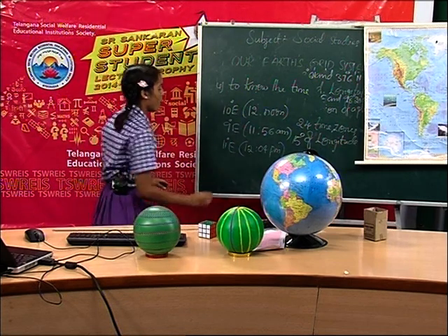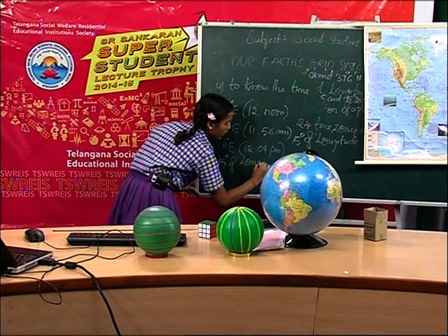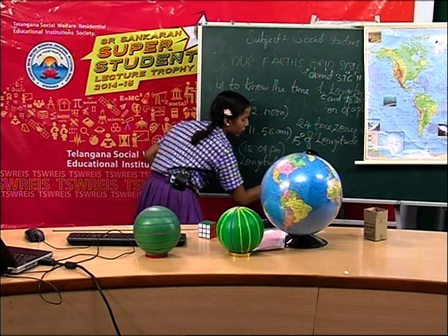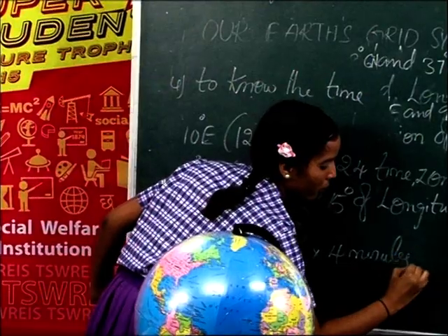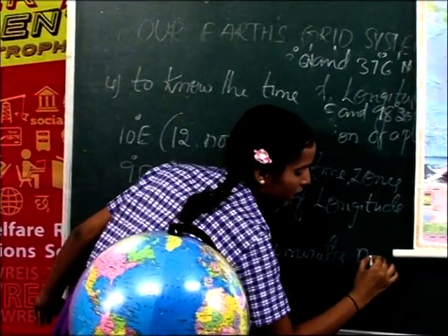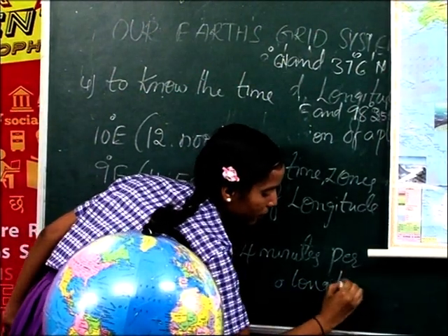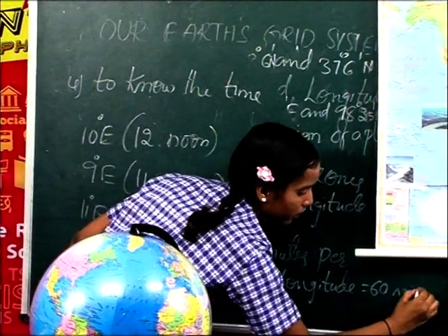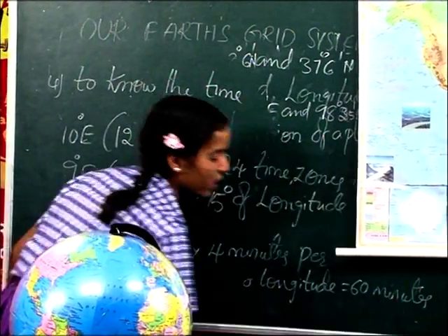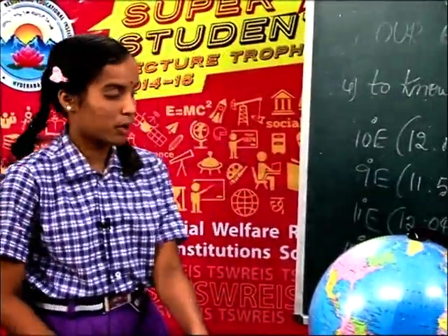Friends, here 15 degrees of longitude into 4 minutes per degree longitude is equal to 60 minutes. Friends, the difference between one time zone and the next is 1 hour.